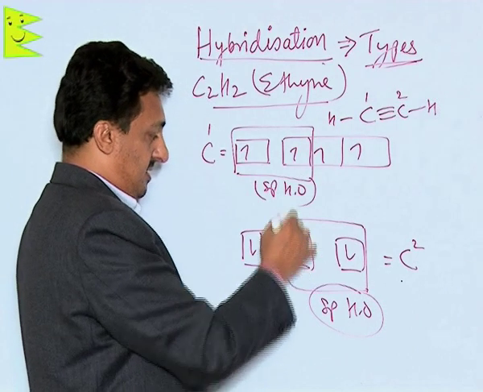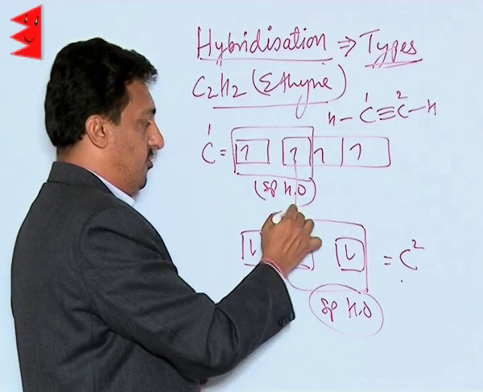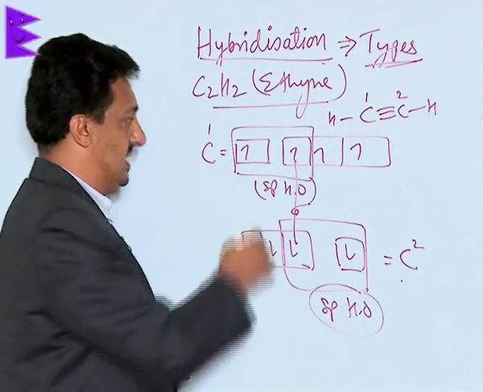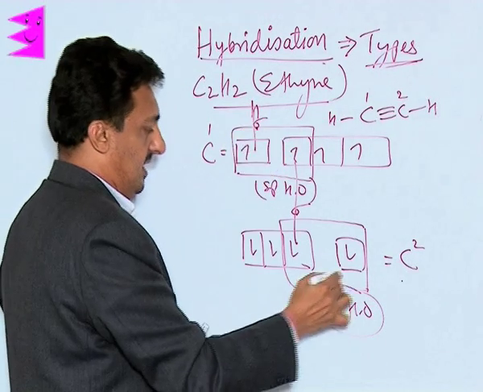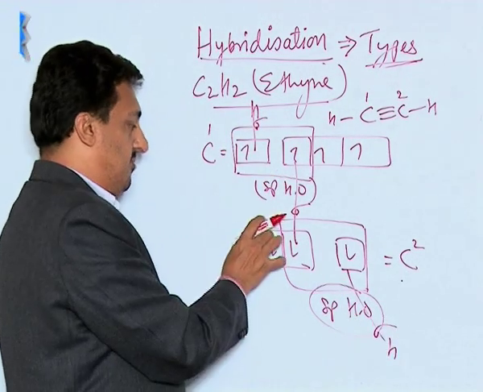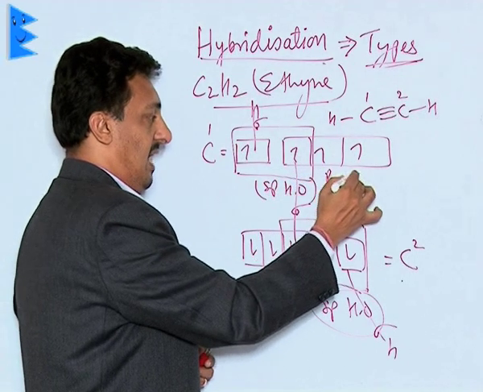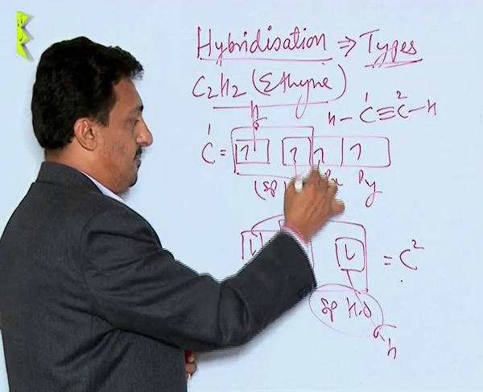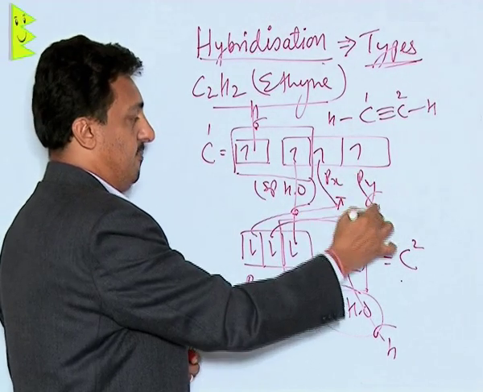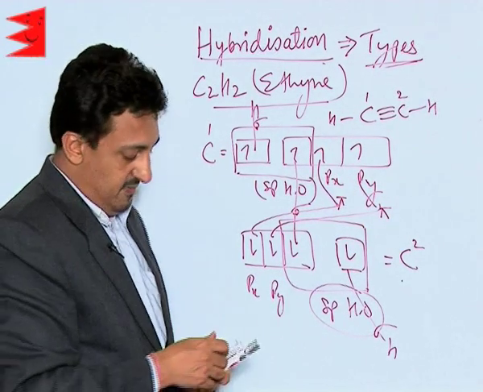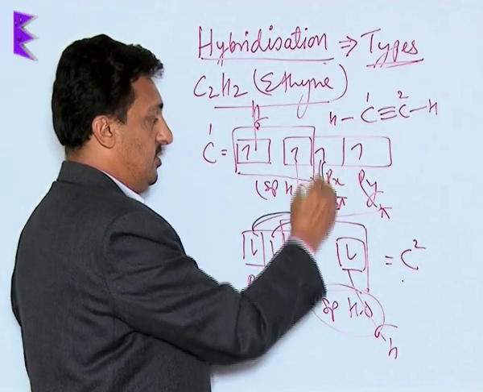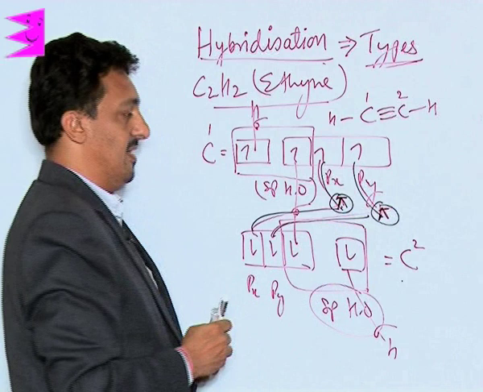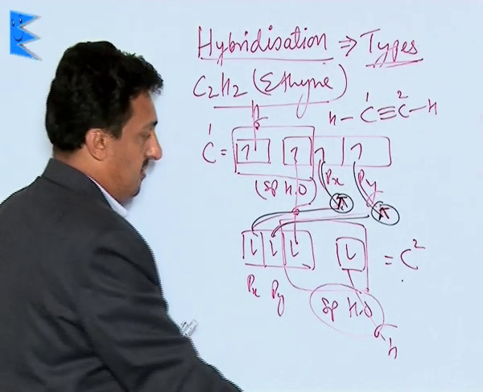Now, one of these sp hybrid orbitals is used to form a sigma bond between them. The C1 and C2 use one of the orbitals like this, and one is used to form a sigma bond with the hydrogen atom. It's like this. Now what happens to the px and py unhybridized orbitals? They overlap like this to form 2 pi bonds. So these two are used to form 1 pi bond, and this is also used to form another pi bond. Now let us see this in the form of a diagram.